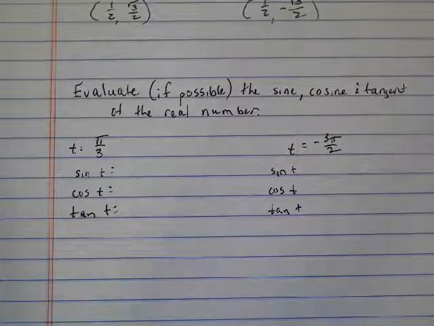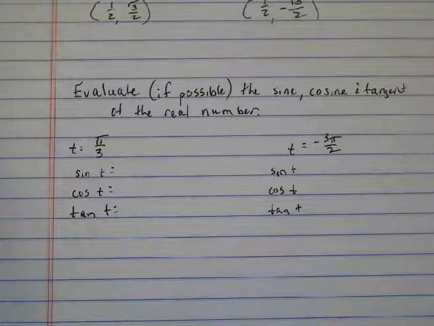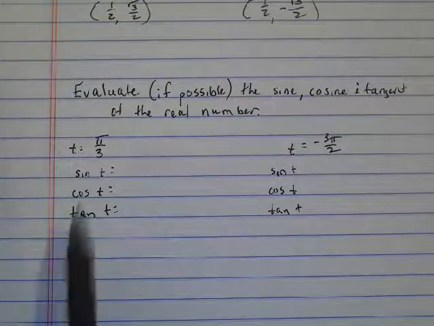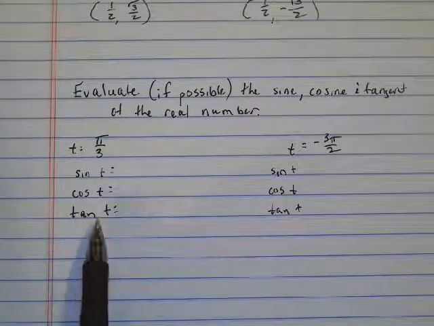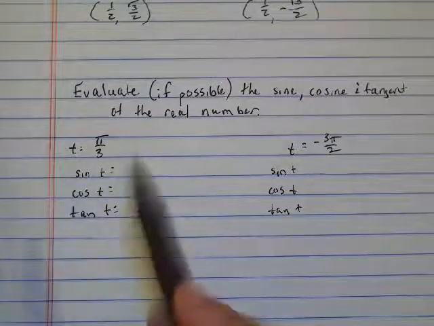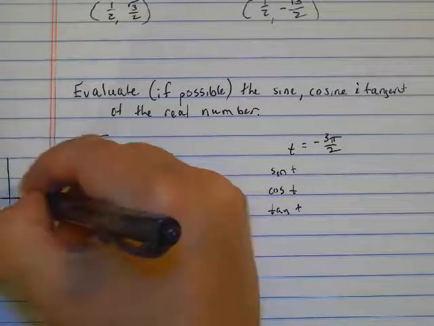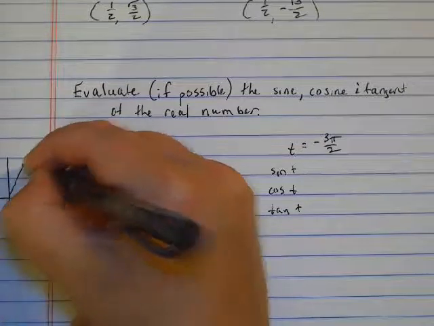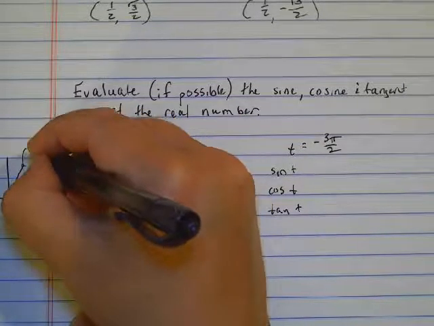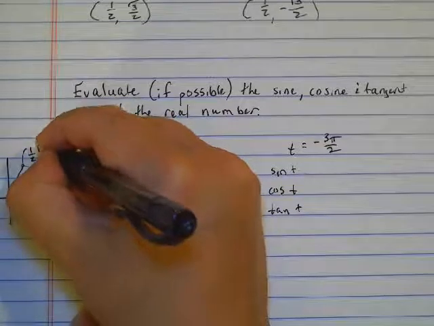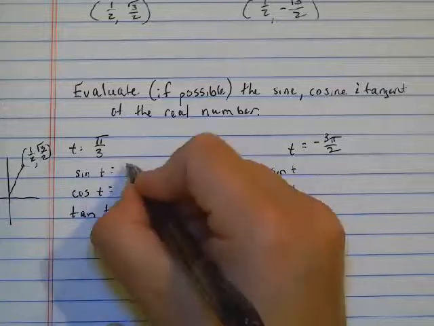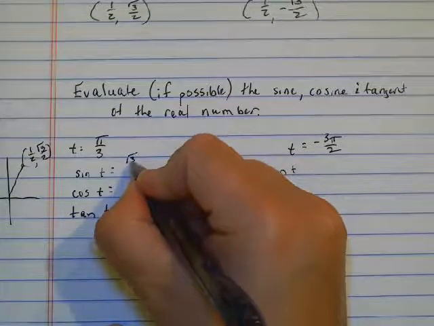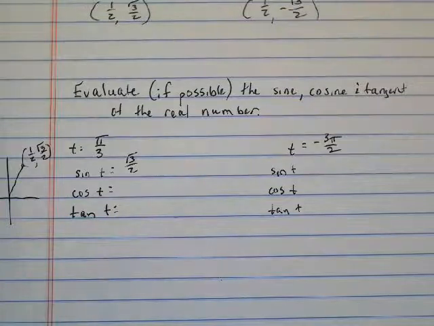You might also see questions that ask you to evaluate, if possible, sine, cosine, and tangent of the real number. So what I'm trying to do here is find sine at pi over 3, cosine at pi over 3, and tangent at pi over 3. So I'm going to think about my unit circle, and you can look at yours. Pi over 3 is right here, and at pi over 3, the ordered pair is 1/2, square root of 3 over 2. So since sine is the y value, sine at pi over 3 is square root of 3 over 2.